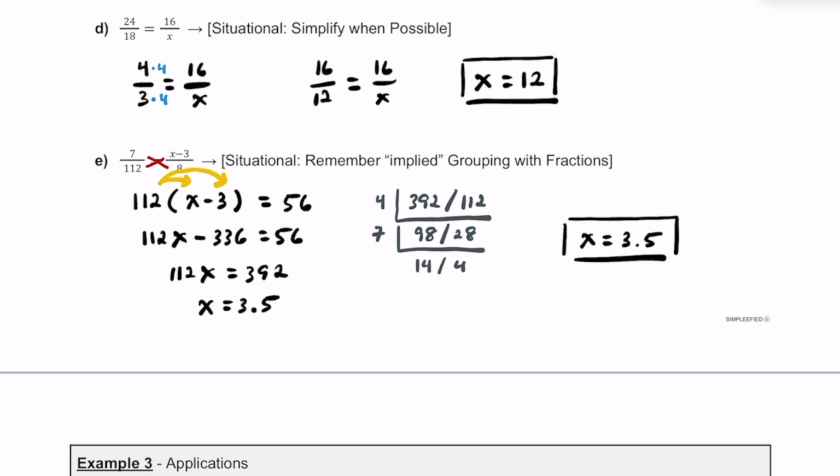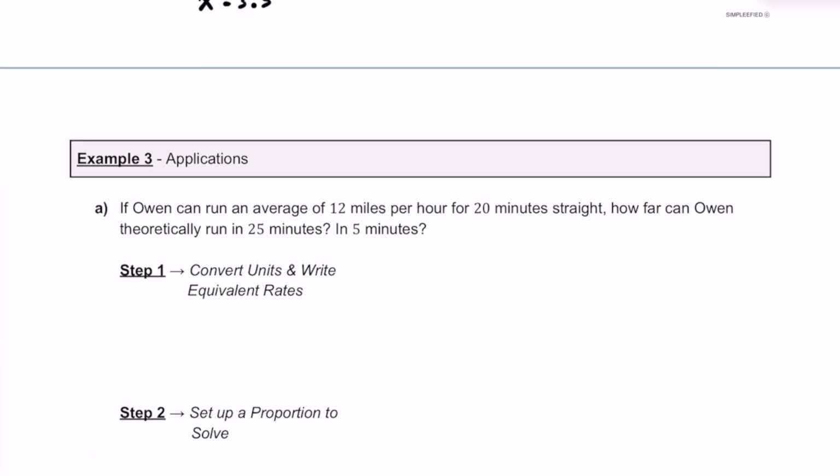Now, if you wanted to check this, you totally could do so. You could take this 3.5 and substitute it in for x. So basically 3.5 minus 3 would be 0.5 over 8, or half over 8, would be the same ratio as 7 to 112. All right, let's go ahead and check out some application problems real quick together.